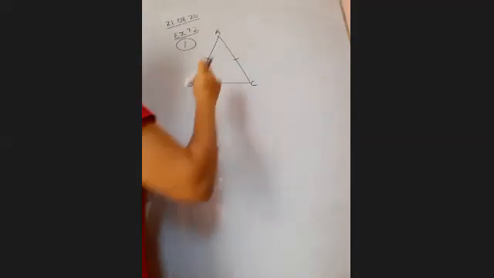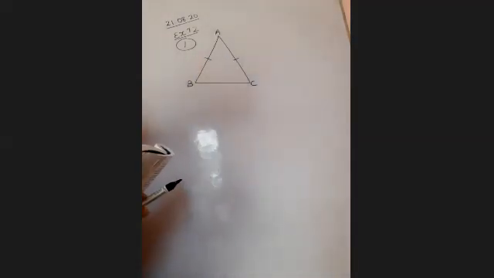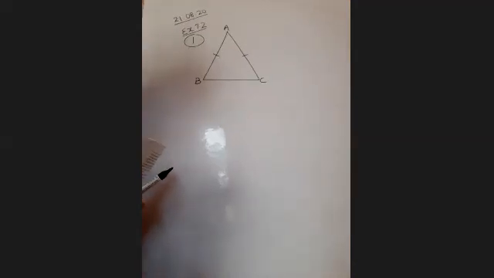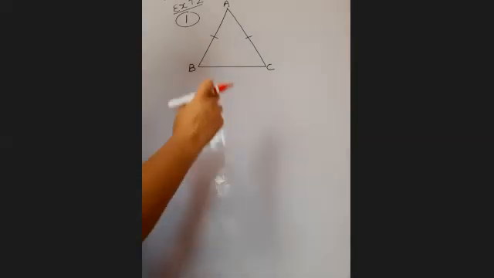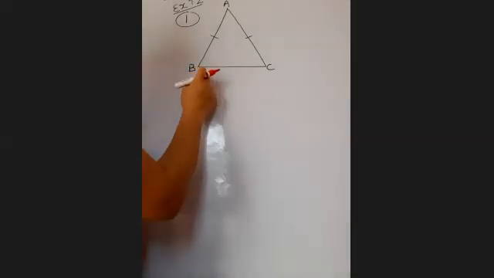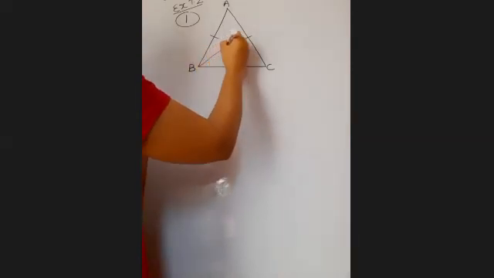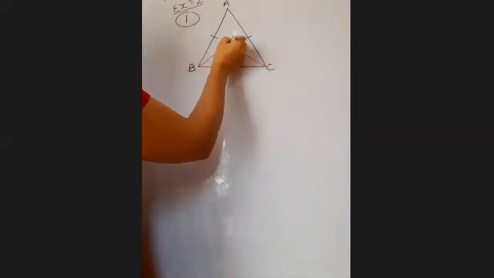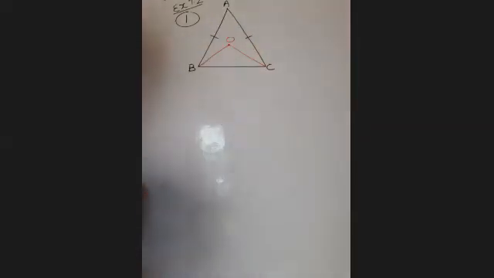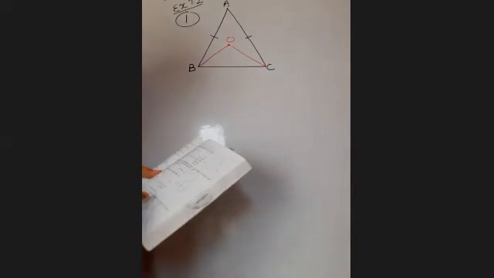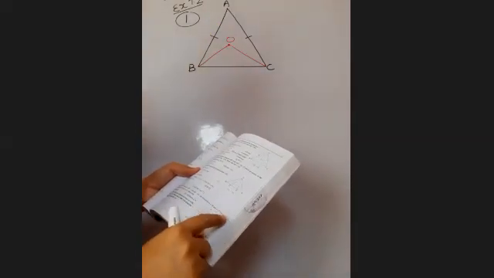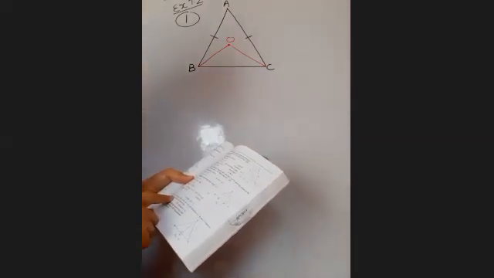Then we are given bisectors of angle B and C. What do we mean by bisectors of angle B and C? That is, lines which divide angle B and C into two equal halves. So let us say this is the bisector of B and this is the bisector of C, and they meet each other at O. This is what we are given, that the bisectors of angle B and C intersect each other at O.